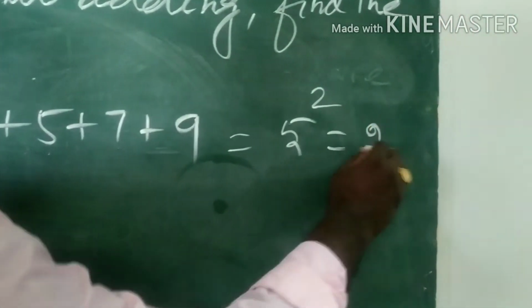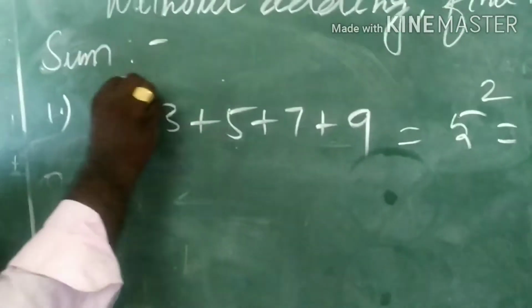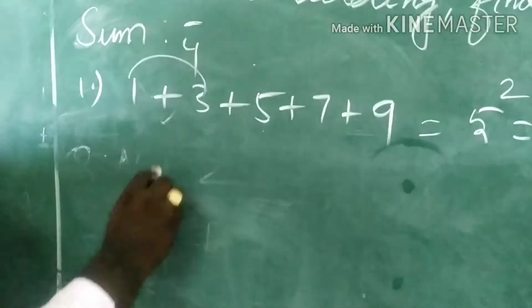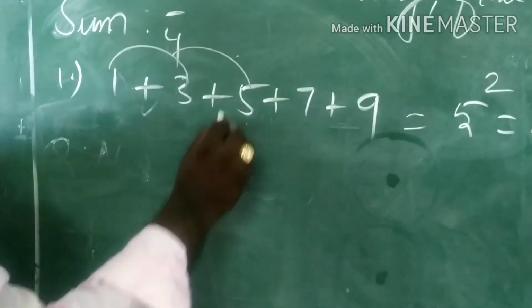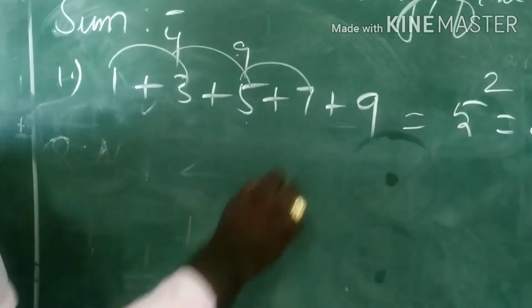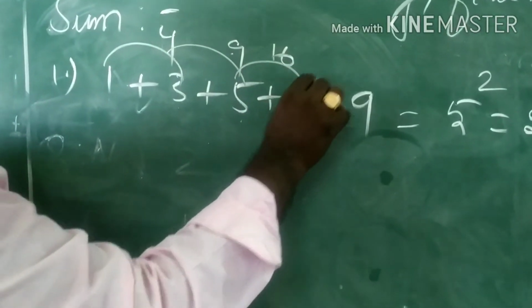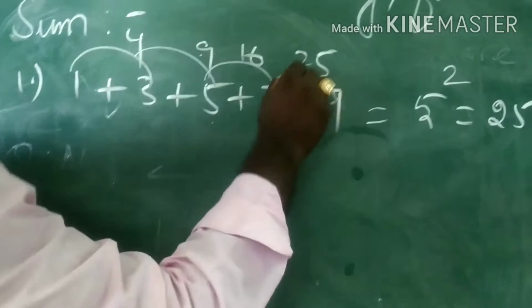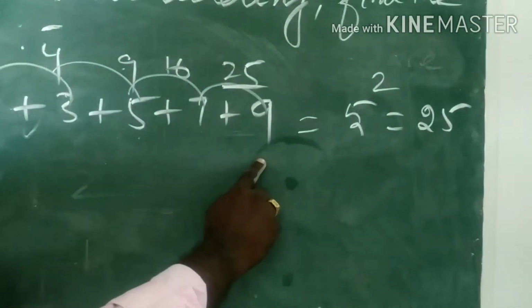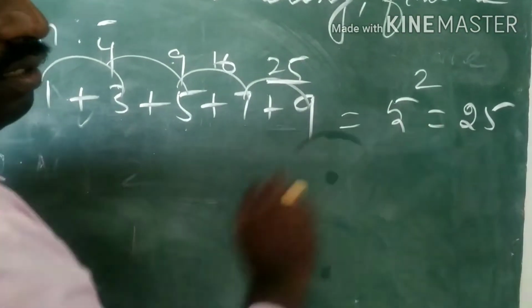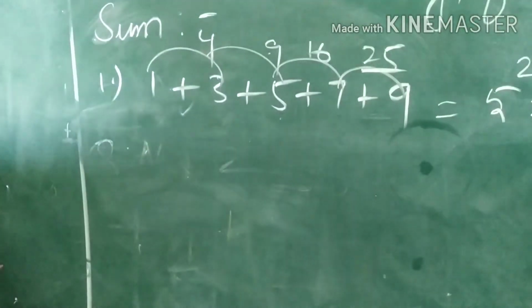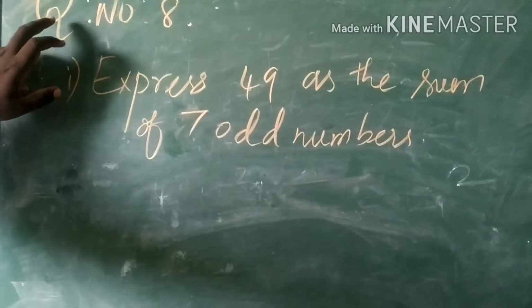We are going to add now. 1 plus 3 is 4. 4 plus 5 is 9. 9 plus 7 is 16. 16 plus 9 becomes 25. Without actual addition, I am able to give the result. In the same way, you have to do the remaining sums.